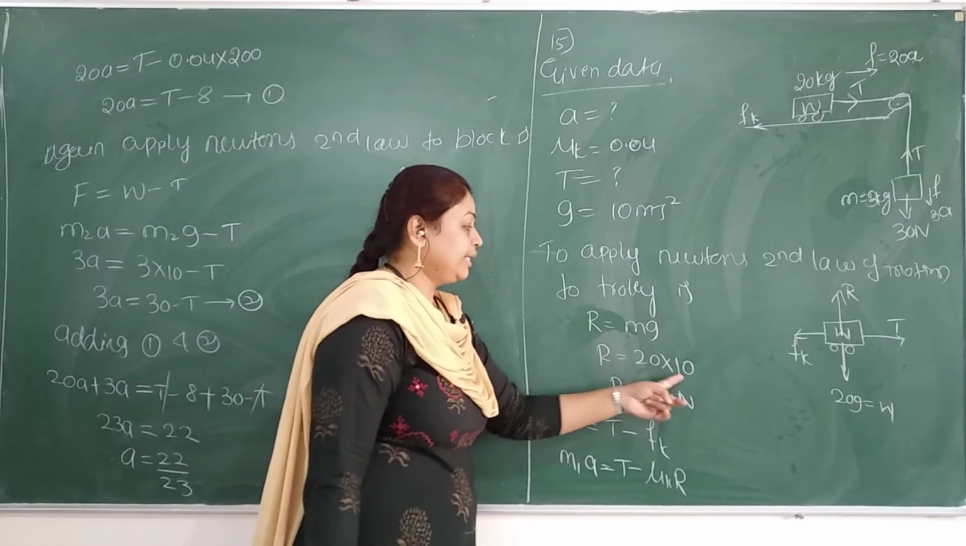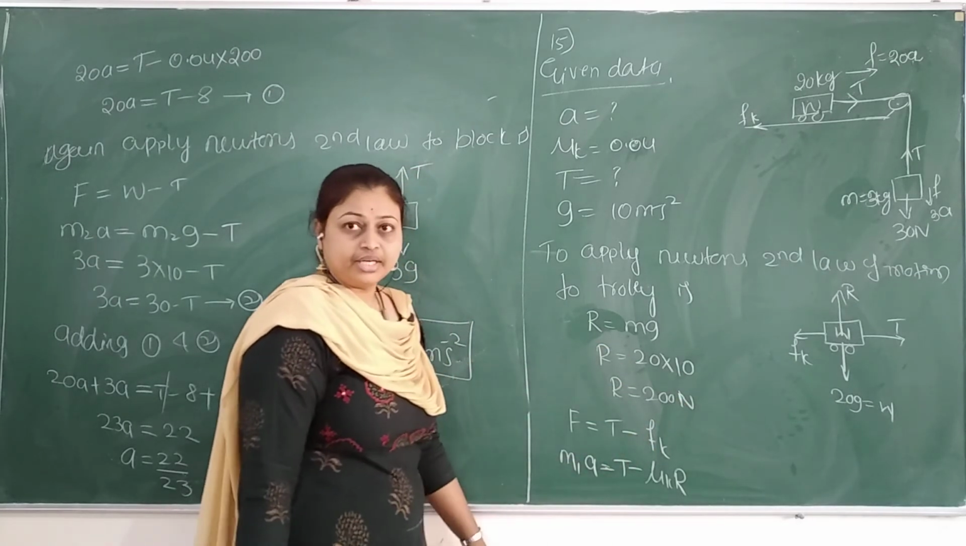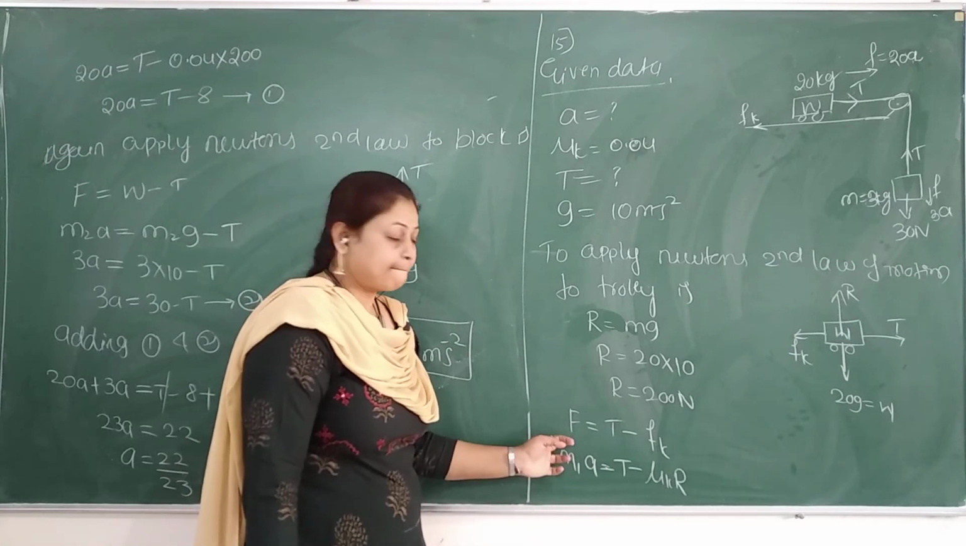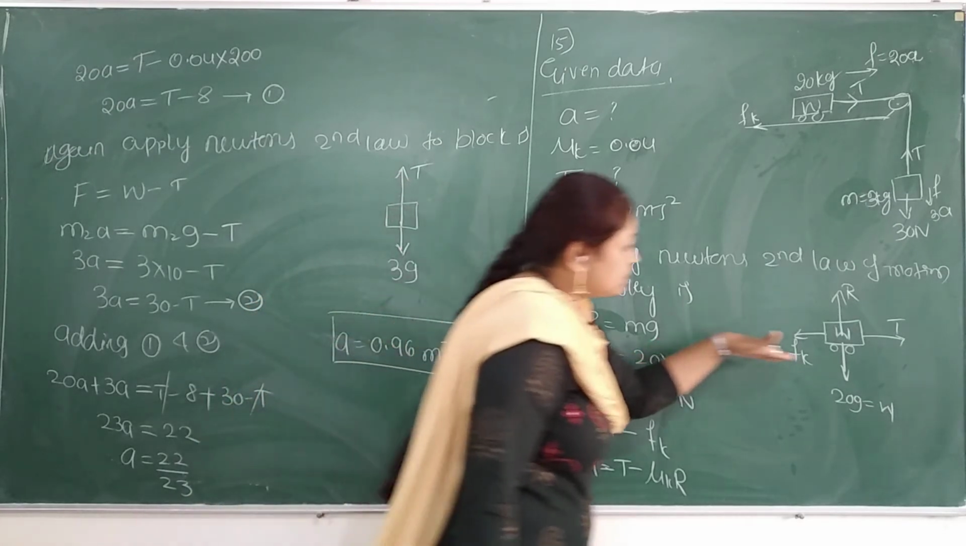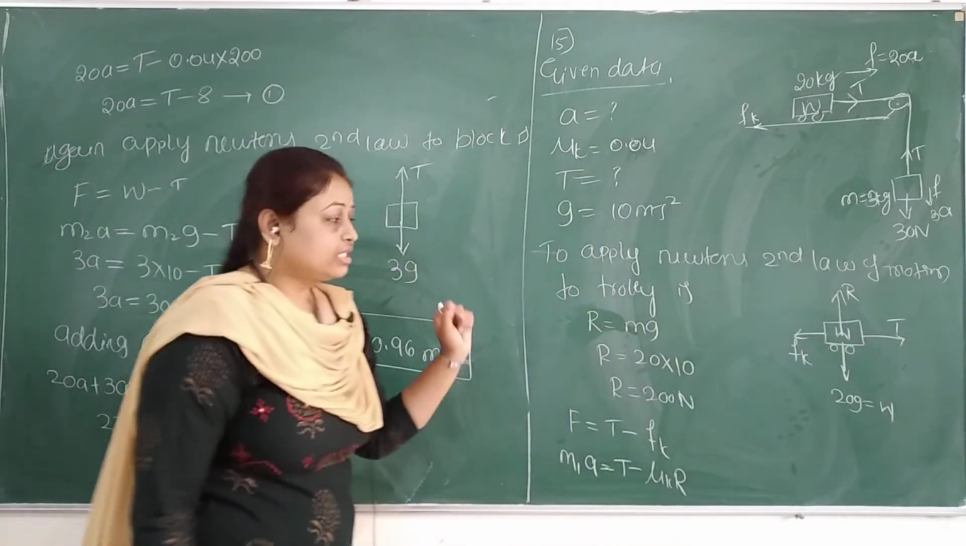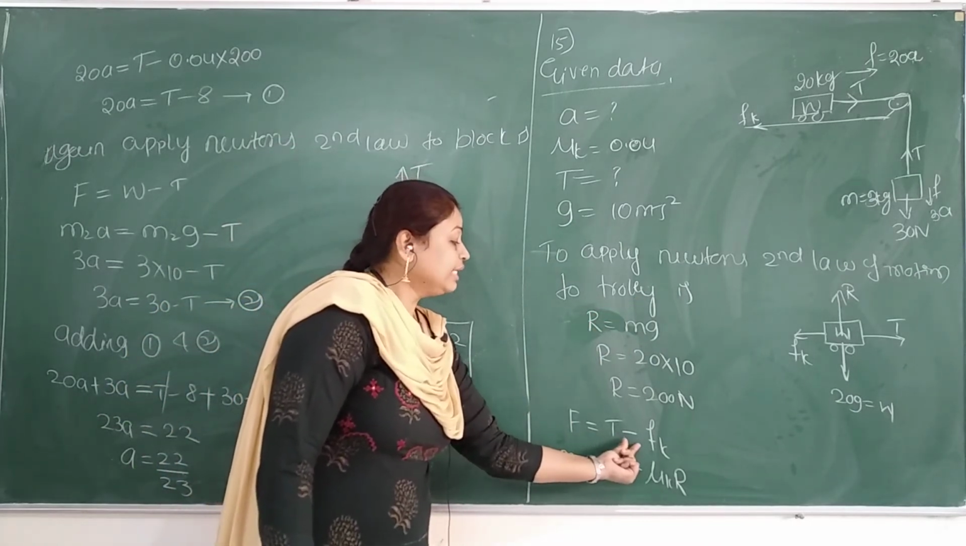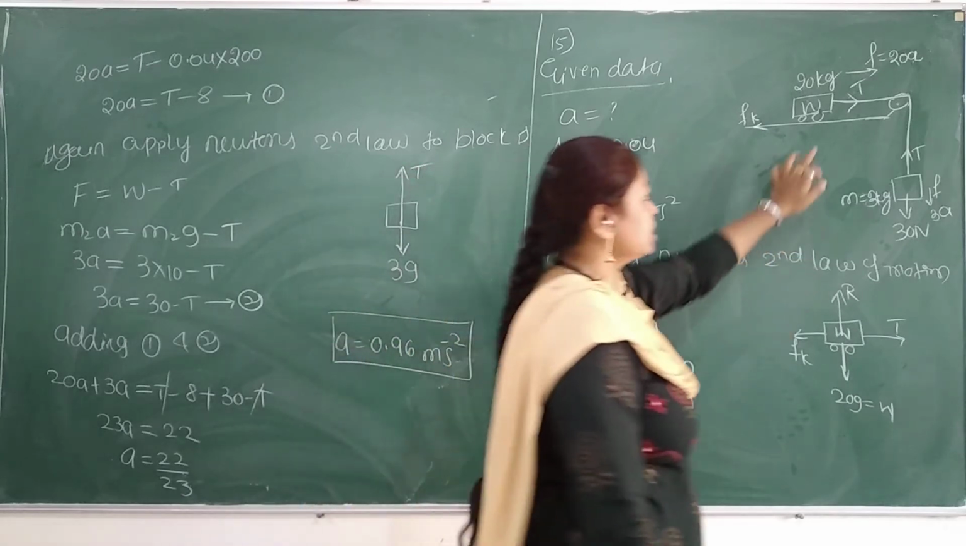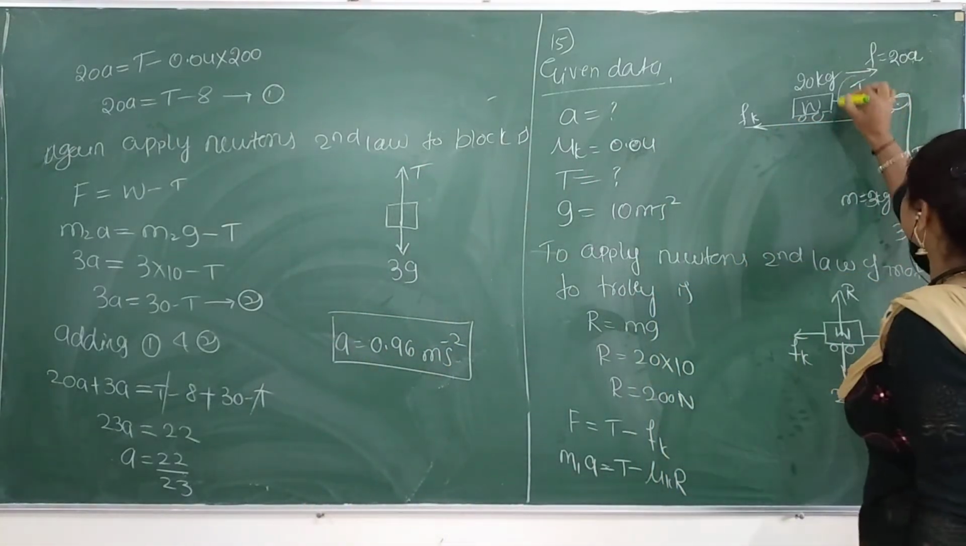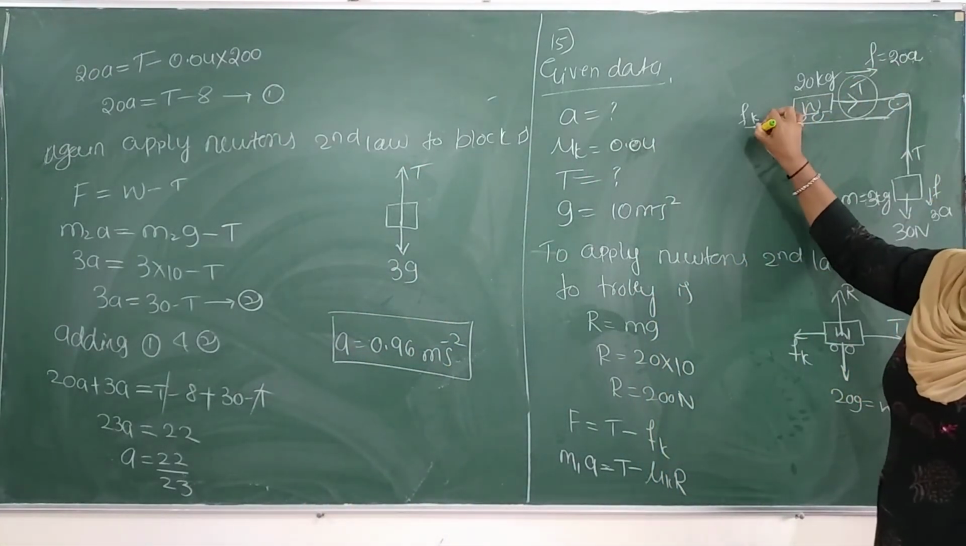Write the values 20 into 10, that is 200 Newton. Is it clear? Now consider horizontal forces. So write, calculate a resultant force. F is equal to tension minus Fk, because your tension is greater than this frictional force. This tension is greater than frictional force.